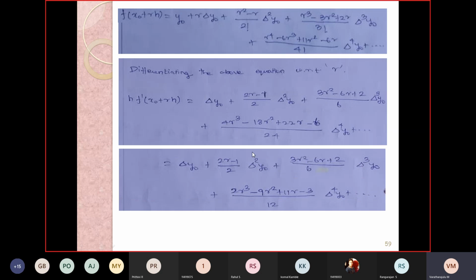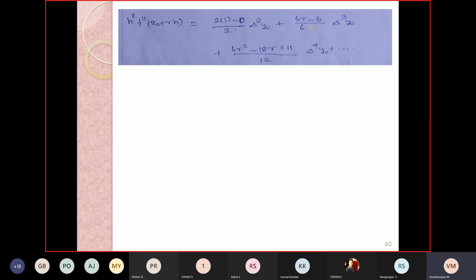Here there is no change over the first three terms. Concerning the fourth term, we are having 2 as a common number in the numerator. Therefore, by dividing by 2 with 24, we will get (2r cube minus 9r square plus 11r minus 3) divided by 12 into the fourth difference of y naught. Here, this is the required formula to get the first derivative.